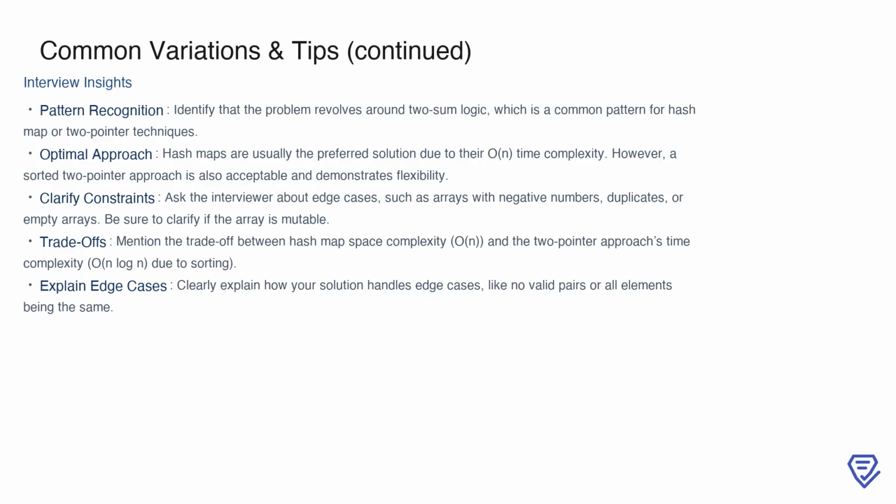It's also important to clarify constraints with the interviewer. For instance, ask whether the array is mutable and confirm how to handle edge cases like negative numbers, duplicates, or empty arrays. Be sure to discuss trade-offs too, such as the extra O(n) space required by hash maps versus the O(n log n) sorting overhead of the two-pointer method. Finally, explaining how your solution addresses edge cases, like arrays with no valid pairs or arrays where all elements are identical, can demonstrate thoroughness and attention to detail.